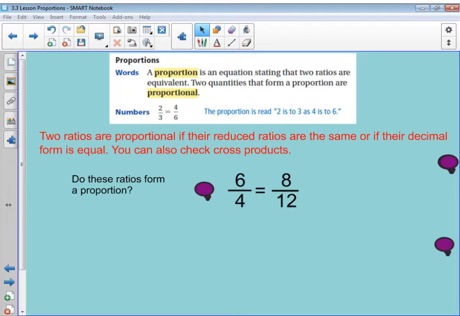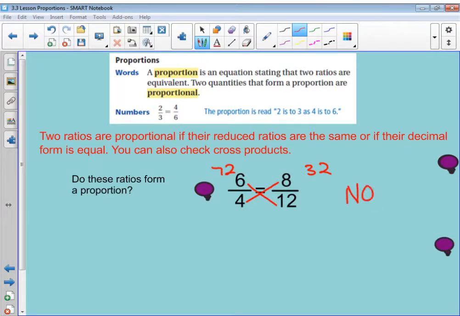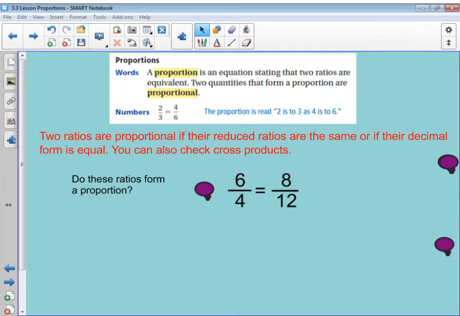If I go through and do this one, I'll do cross products. 4 times 8 is 32. 12 times 6, I can already tell, is going to be way over 32. That would give me 72. If it was 10 times 6, that would give me 60. This would be a no. If somebody changed it to decimals, 6 divided by 4 gives you 1.5, and 8 divided by 12 gives you 0.6 repeating. Not the same. Somebody else might have just looked and said, hey, we have an improper fraction versus a regular fraction. There's no way they're equal to each other.